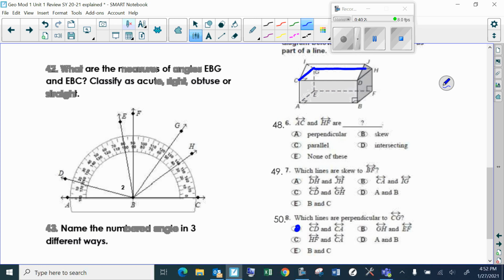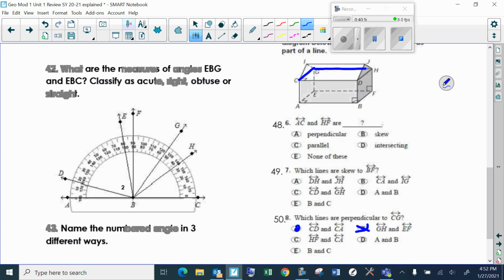And EF, okay, EF is not perpendicular. H, that's a skew line. Okay, perpendicular is in the same plane. So I'll wipe that one out.